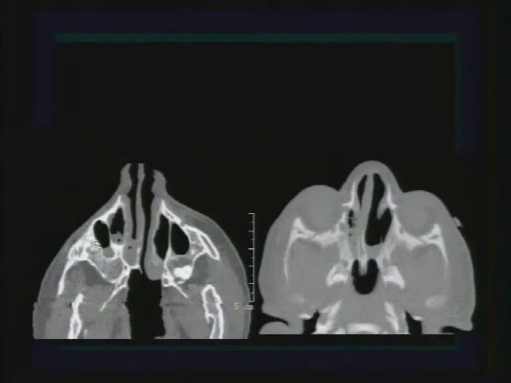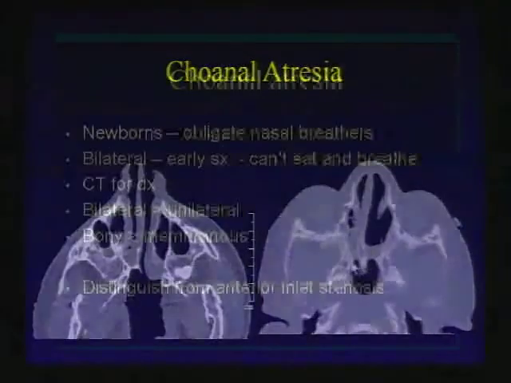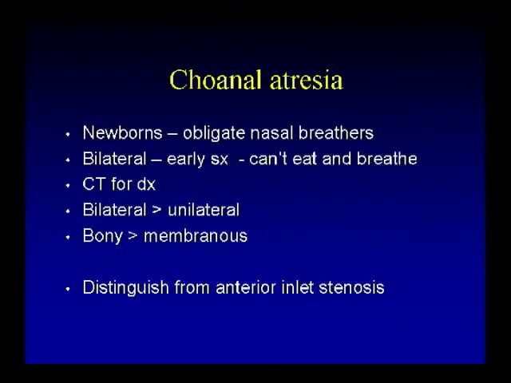Here's two examples of a condition which you probably already thought of looking at the picture. This is a bony example, and this is a membranous example of choanal atresia. You can notice that there's a patent nasal passage on one side here, so this is a unilateral, and this is a bilateral condition. Newborns are obligate nasal breathers, so if they try to eat and breathe at the same time, they get in trouble, and they can't pass an NG tube.